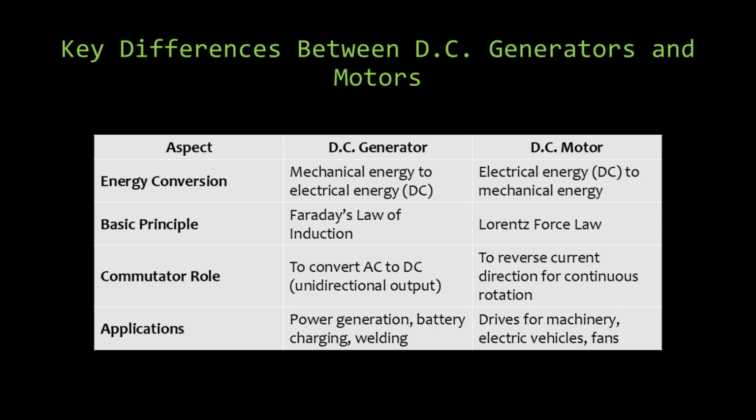While DC generators and motors might seem similar, they serve distinct purposes. Generators convert mechanical energy to electrical energy, while motors transform electrical energy into mechanical energy. They operate on different principles. Generators use Faraday's law of induction, while motors rely on Lorentz force law. Their commutators serve different functions. For generators, it converts AC to DC, and for motors, it enables continuous rotation.